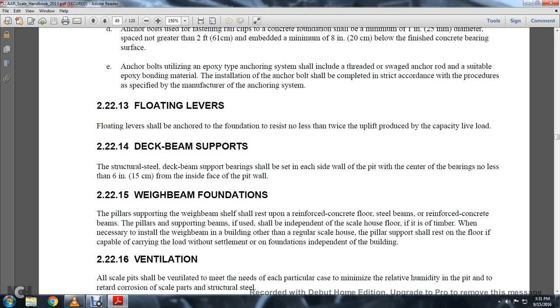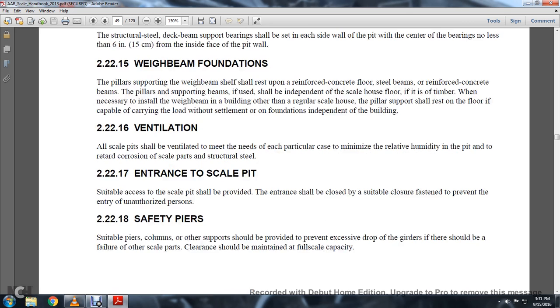The independent scale floor or house floor, if in use of timber, when necessary to install the weigh beam of the building other than the regular scale, and the pillars shall support the rest of the floor, capable of carrying the load without settlement of the foundation independent of the building.